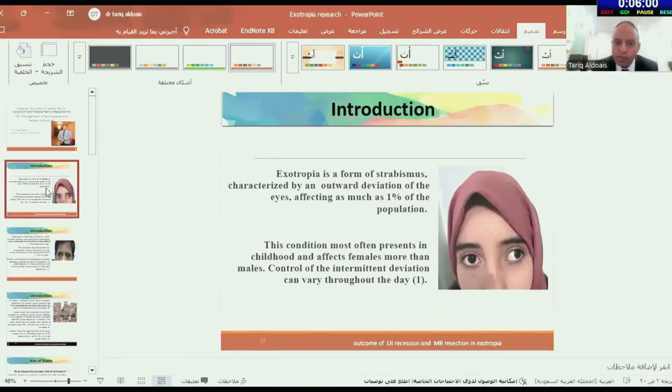Exotropia is a form of strabismus characterized by outward deviation of the eye, affecting more than 1% of the population. The condition most often presents in childhood and affects females more than males. Controlled intermittent deviations can vary throughout the day.